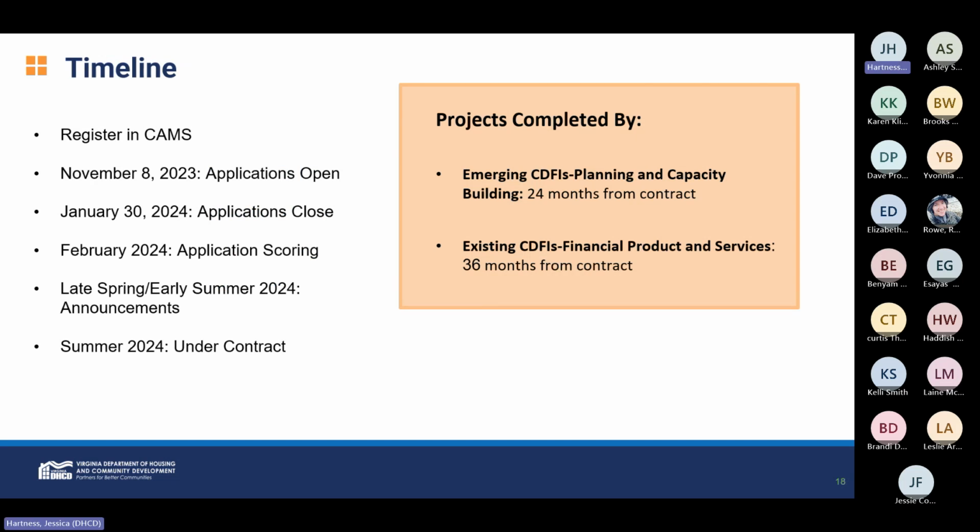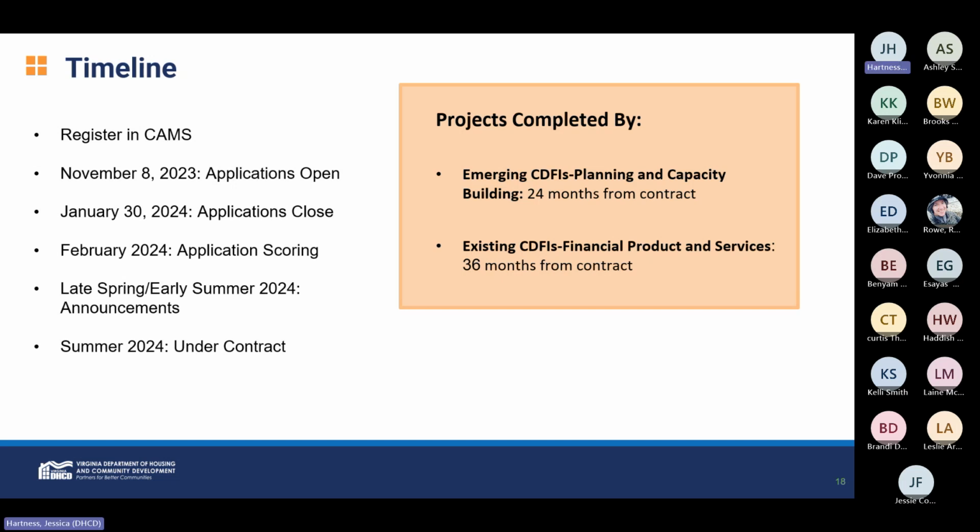So here's the timeline. If you're an organization that has not already received a grant from DHCD in the past, I would encourage you to register within the Central Application Management System. CAMS is what we call it, which is used to administer and manage grants at our agency. And I'll go a little bit over how to do that, but it can take a couple of weeks from the time that you register to be approved. So you'll want to do that as soon as you can. Applications are now open. They opened last Wednesday on November 8th, and they will remain open until January 30th.